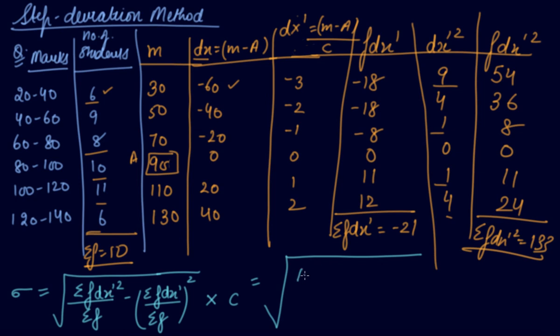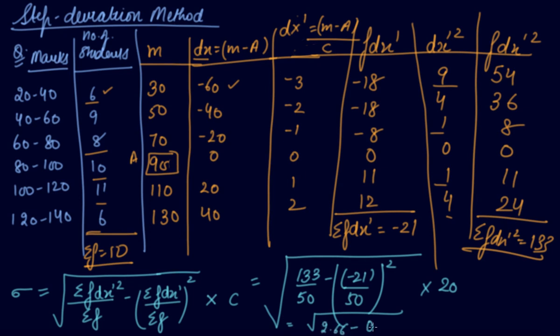So you will put summation f dx dash square as 133, summation f is 50, minus 21 divided by 50 whole square, into 20, which is your common factor. So the standard deviation will be the square root of 2.66 minus 0.764, into 20, so you get the answer as 31.52. That is your standard deviation in this case.